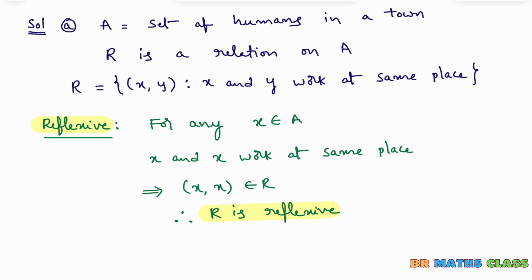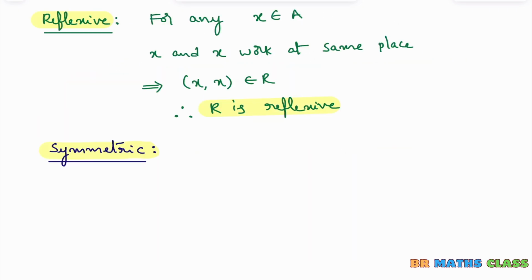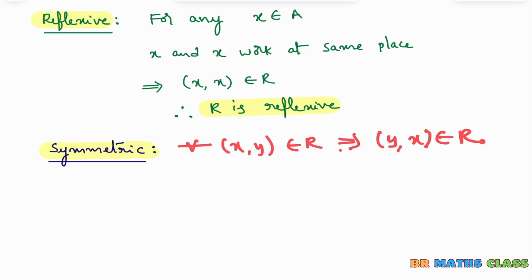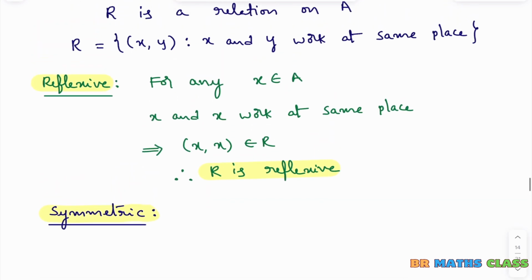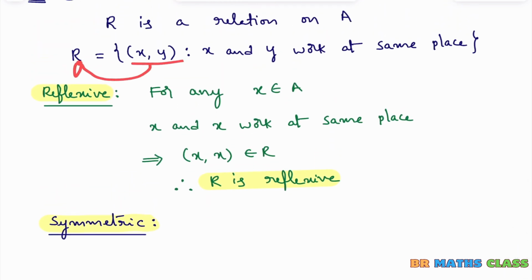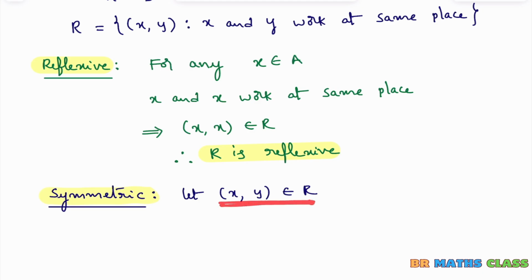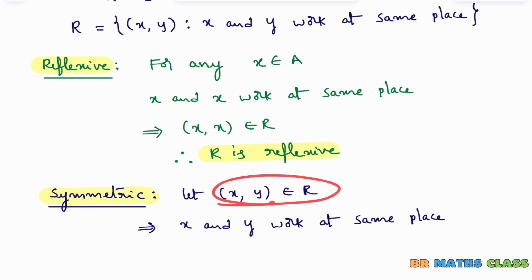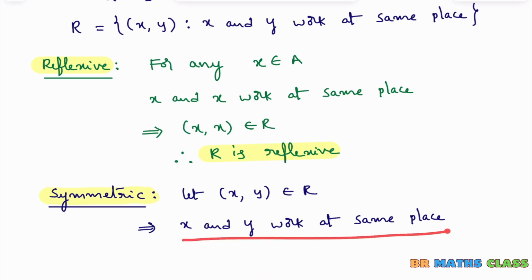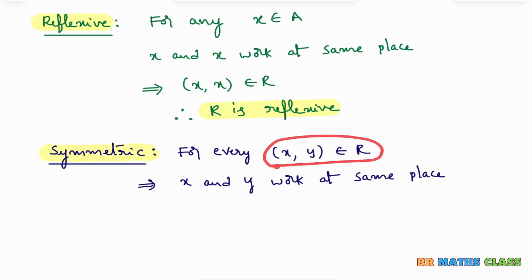Now I'll check whether this relation is symmetric or not. How to check the symmetric condition? For every ordered pair x comma y in the relation, the ordered pair y comma x is also in the relation. Then we say that the relation is a symmetric relation. First, we'll take one ordered pair from this relation. You take one ordered pair x comma y in the relation. If the ordered pair x comma y is in this relation, it indicates that x and y work at the same place. As we take x comma y in the relation R, you need to check whether y comma x is there in the relation or not.